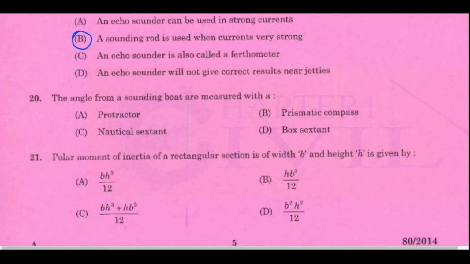Question number 20. The angle from a sounding board is measured with a protractor, prismatic compass, nautical sextant, box sextant. It is the nautical sextant which is used in a sounding board to measure angle.